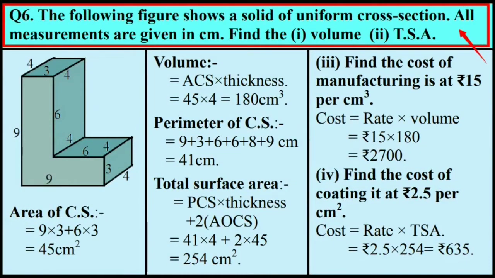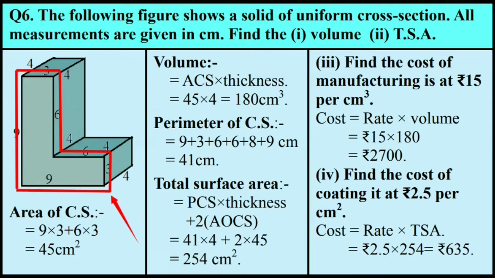Let's take the next question. Question number 6. It says the following figure shows a solid of uniform cross section. All the measurements are given in the diagram in centimeter. Find out the volume of this solid figure and total surface area.